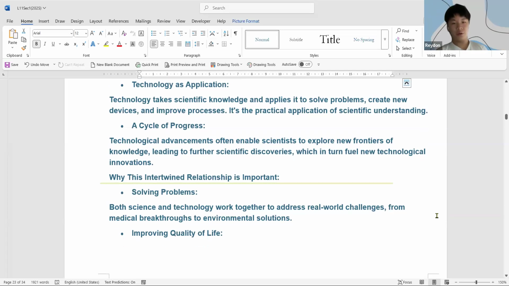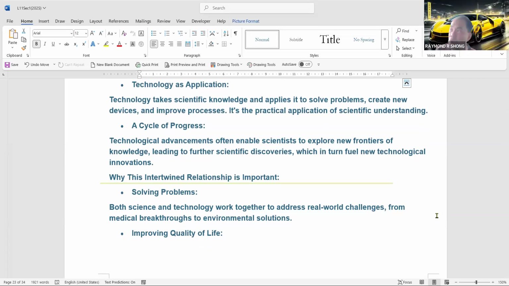Solving problems, both science and technology work together to address real-world challenges, from medical breakthroughs to environmental solutions. We are living in a world full of pollution. We are living in a world full of congestion. We are living in a world full of depression.